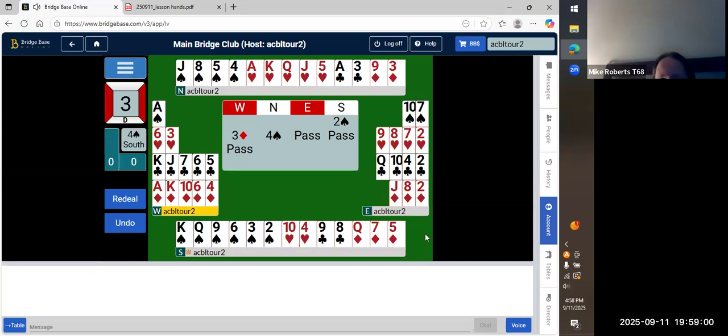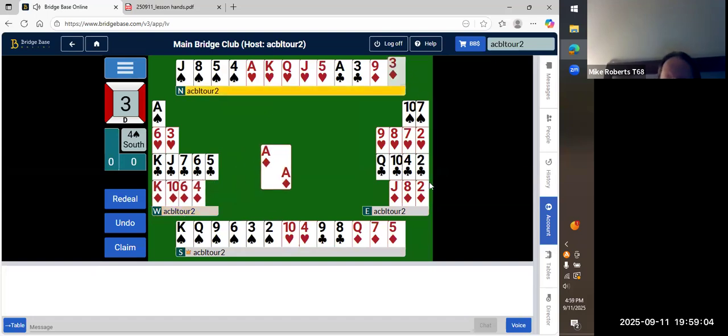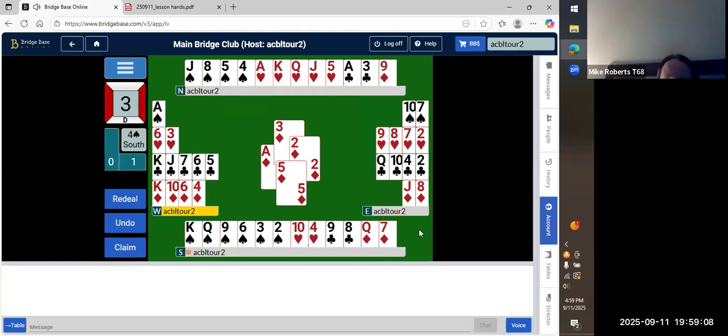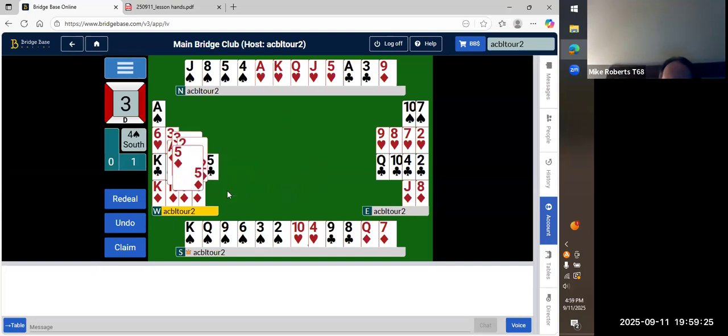So how should the defense go on this one? Well, we lead the ace of diamonds, three, and here's the two. So West knows that East doesn't have a doubleton diamond because they would have started with a high-low. So there's probably no rush to cash the king of diamonds. So the best defense is to shift to a club.